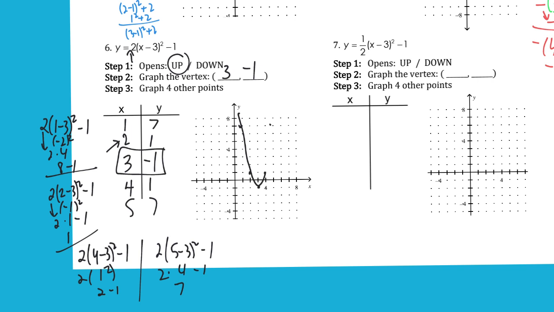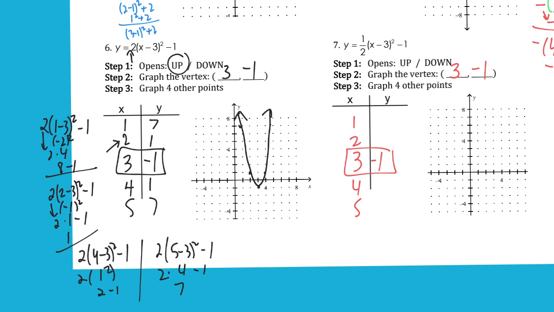Here you go. Okay, and the last one. The vertex is at the opposite of the h. That's 3. The k is negative 1. The k stays the same. Again, if they're both in parentheses like a circle, you do the opposite of each. So the middle is at 3, negative 1. Plug in 4 and 5. Plug in 2 and 1.